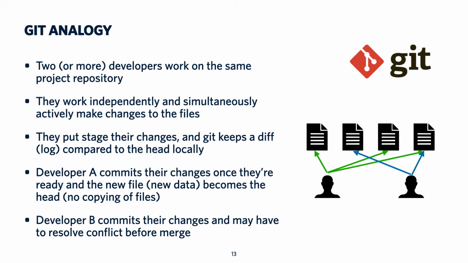These developers will stage their changes, where Git keeps a diff compared to the head, which is the up-to-date version. Developer A, for example, can commit their changes once they're ready, and the new file becomes the new head. That is analogous to how transactional memory commits its transactions. In some cases, developer B will commit changes, and because it's the same file, they will have to resolve some conflict. That's the analogy to the conflict resolution part of transactional memory.